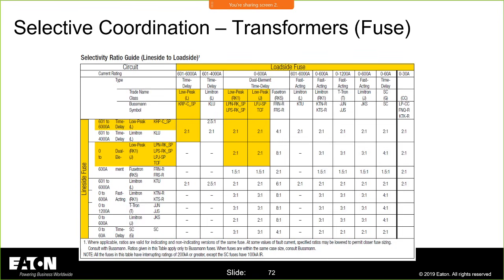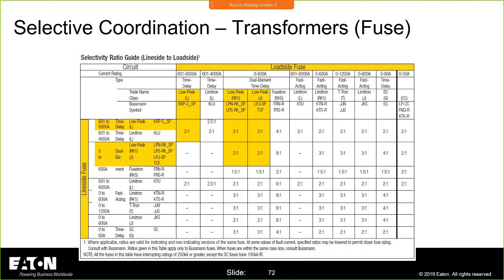So these tables show you that as long as I have the right pairs of devices upstream and downstream, there's my 2-to-1 ratio. So if I have a 20 amp fuse downstream, I can have a 40 amp fuse or greater, and I'll selectively coordinate for any current you put through them up to their interrupting rating. And some of these fuses have a 300,000 amp interrupting rating. So I don't have to worry about fault current. If I'm maintaining a ratio, I just simply maintain that ratio throughout my power distribution system. I have 200,000 amp short circuit current rated equipment. I have 200,000 amp interrupting ratings.